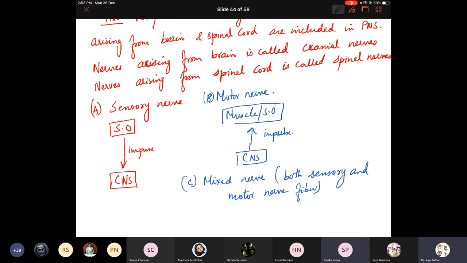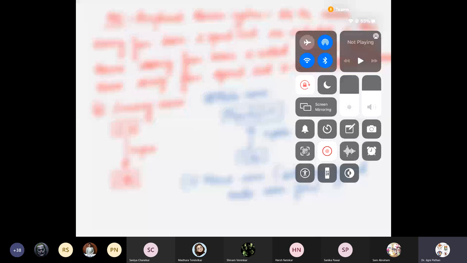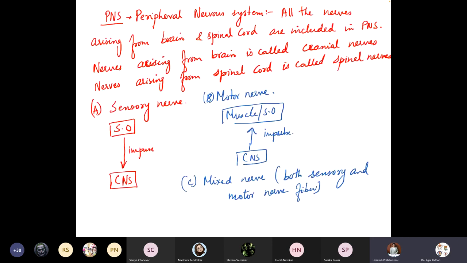Ma'am, could you please remove the toolbar above? Ma'am, please scroll up. Can you see it now? Ma'am, close the control center. I have closed. Now? Can you see it now? Yes, ma'am. It's visible. Okay, please write down.